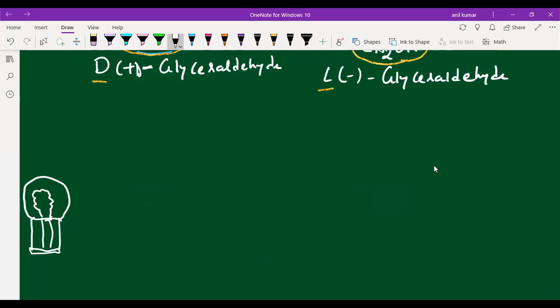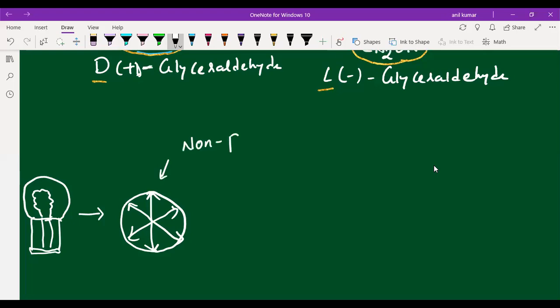Whenever you switch on the bulb, you can see the light in every corner. Why? Because the light coming from the bulb travels in all directions like this. This is what we call non-plane polarized light. What do you mean by non-plane polarized light? The light which travels in all directions, we call non-plane polarized.